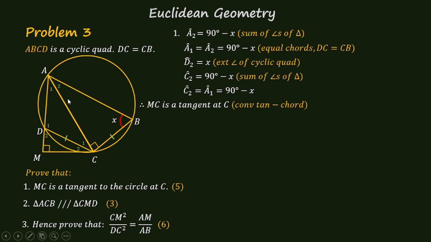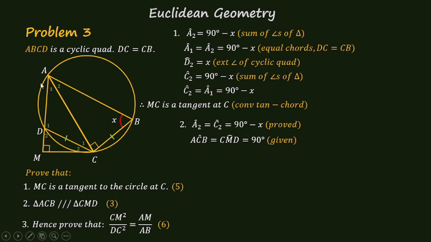So A2 is 90 degrees minus X. C2 is 90 degrees minus X. This information has already been proven. So we can just show that A2 equals C2 at 90 degrees minus X. All this information has been proven already. ACB equals CMD. They are both equal to 90 degrees. They are given to us.